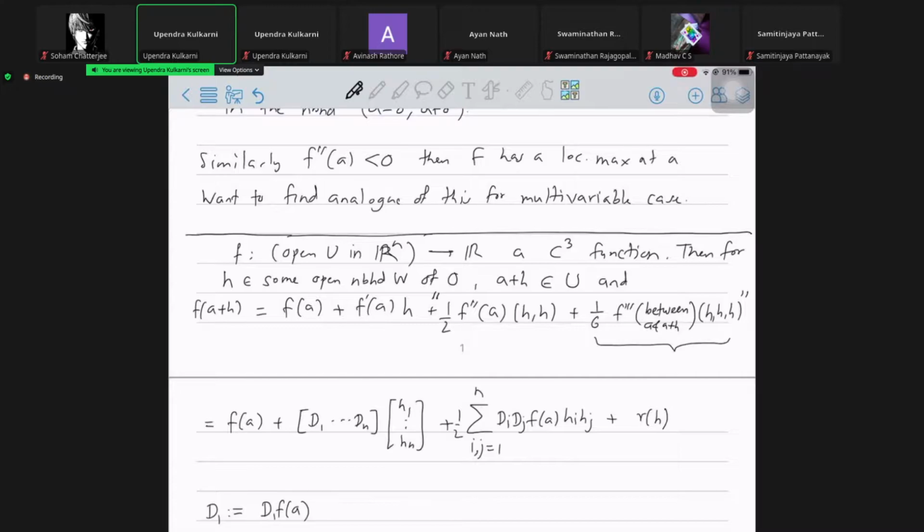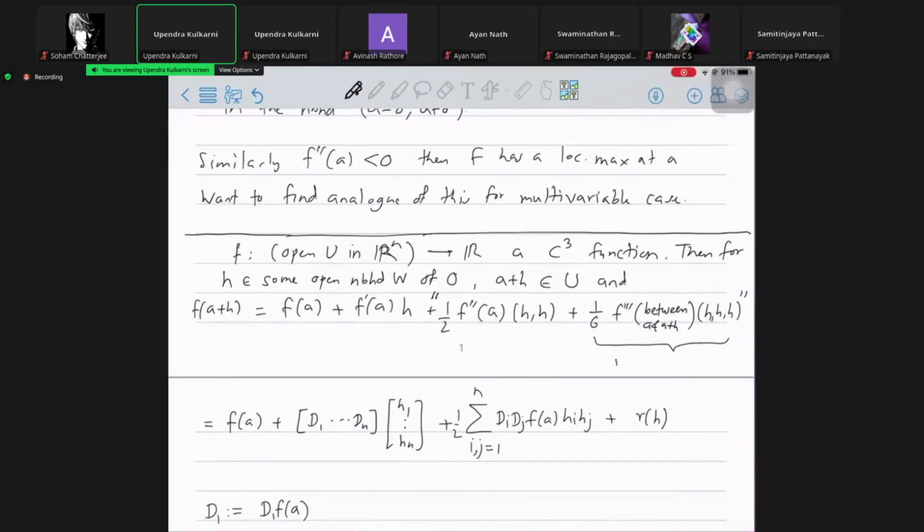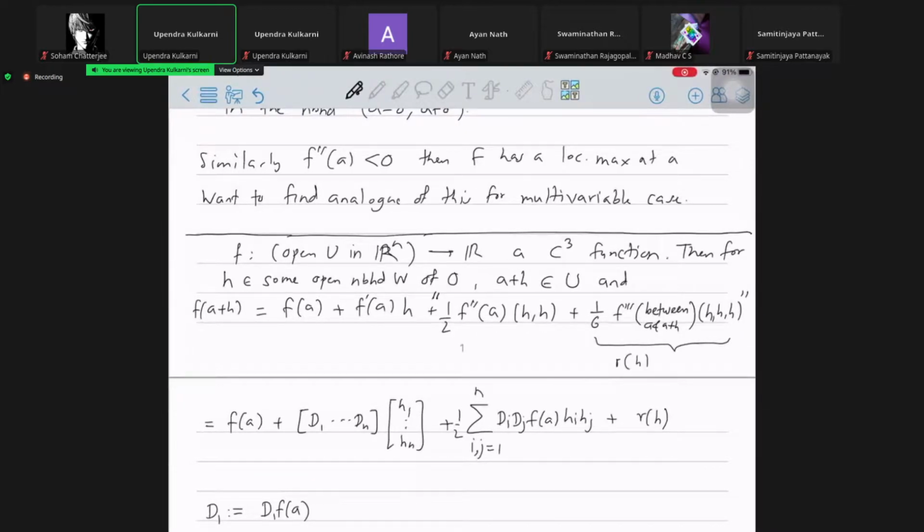If you want to write it out, what will it be? It will be the summation of Di Dj Dk of f evaluated at some point between a and h, multiplied by the scalar hi hj hk. But the point is, what do we know about it? We know that this remainder, R of h, what do we know about it? How do we bound it? This is less than or equal to?